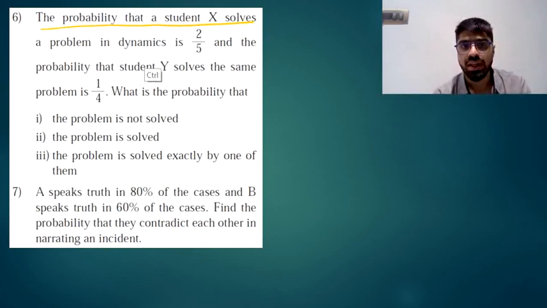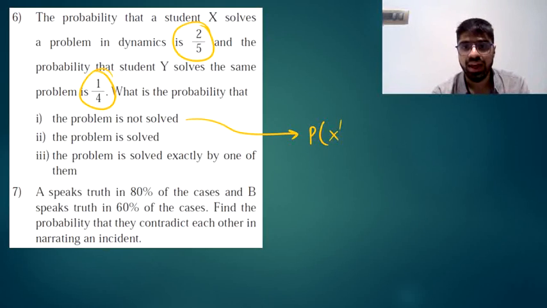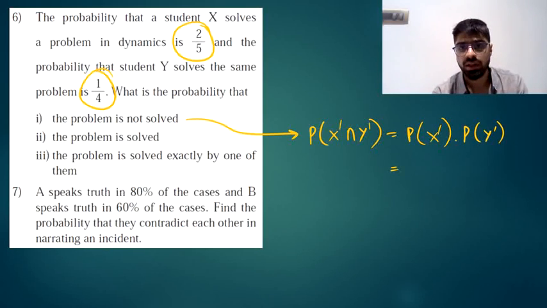The probability that a student X solves a problem in dynamics is 2 by 5, and the probability that a student Y solves the same problem is 1 by 4. So that's one probability, that's the other probability. Probability that the problem is not solved, so that's P of X complement intersection Y complement. Because they are solving it independently, this will be P of X complement into P of Y complement, because intersection is multiplication for independent events. P of X complement, student solving the problem 2 by 5, so not solving is 1 minus 2 by 5, 3 by 5, into Y solving 1 by 4, so not solving 1 minus 1 by 4, which is 3 by 4. This gives you 9 by 20.